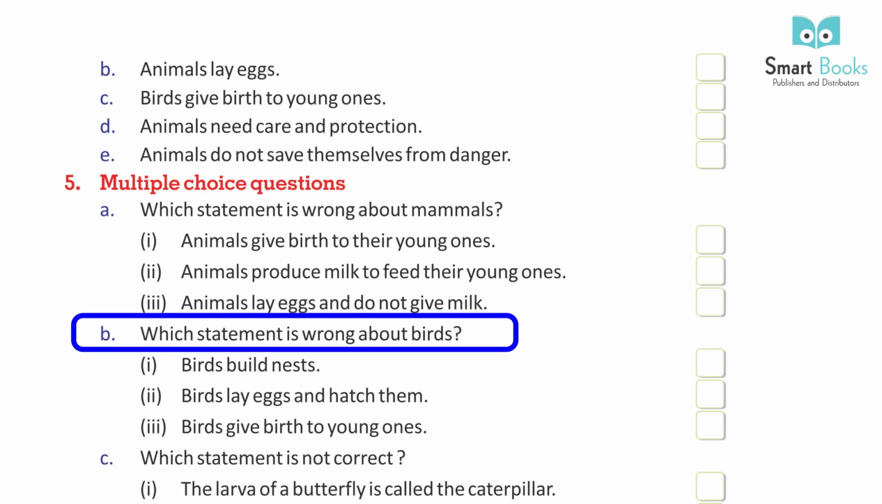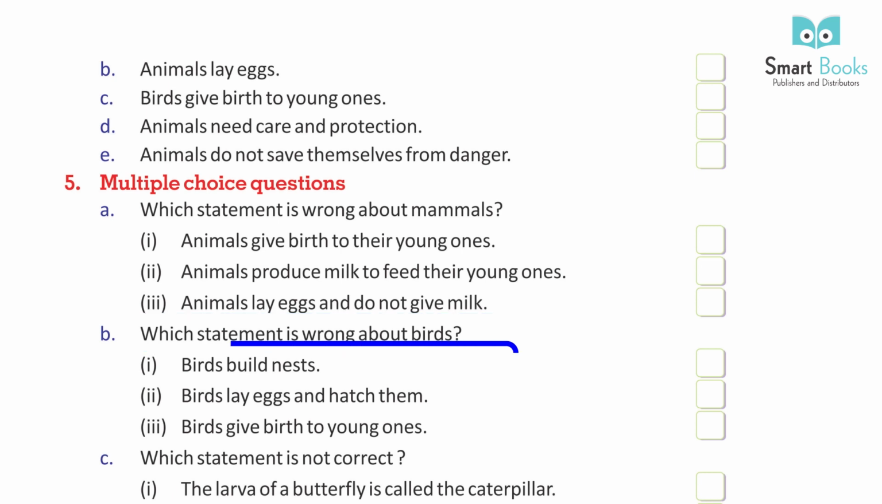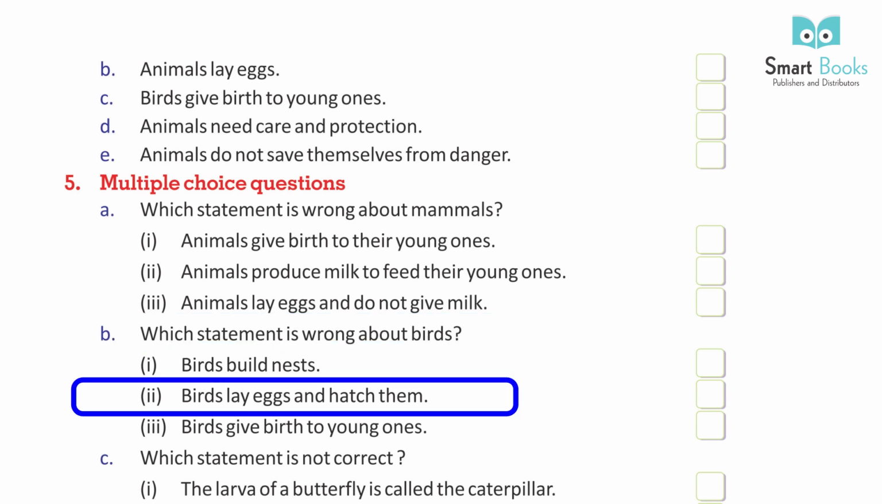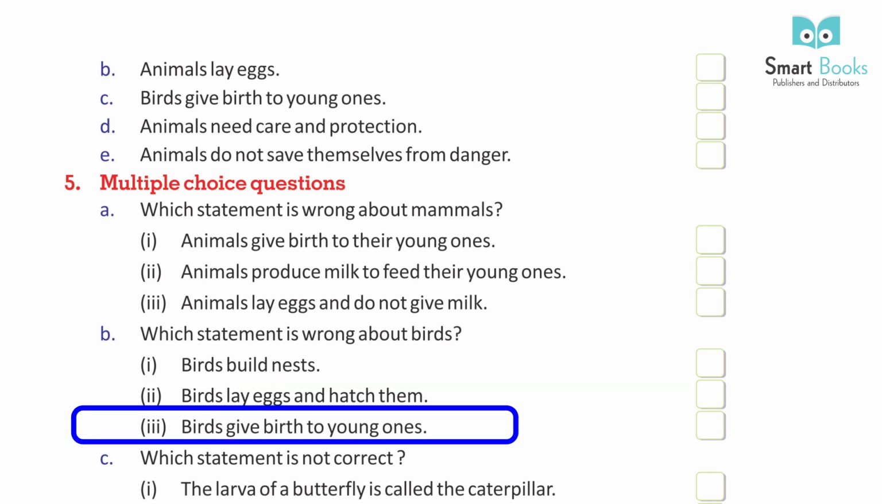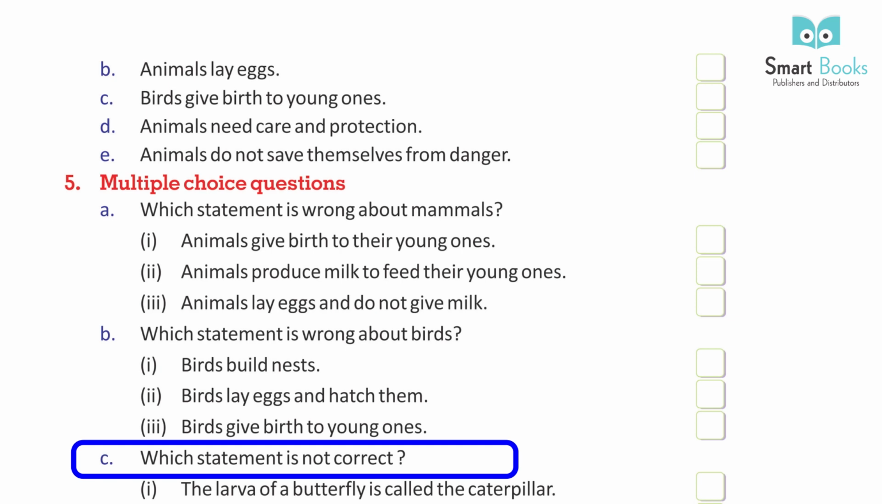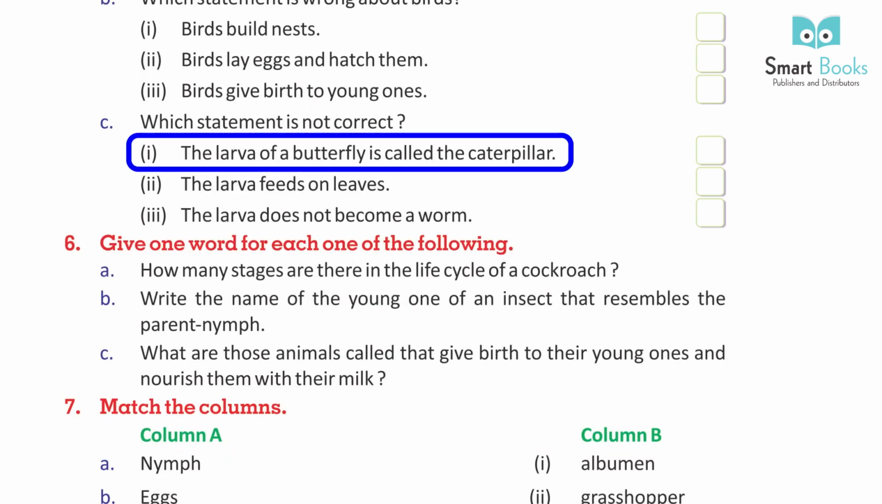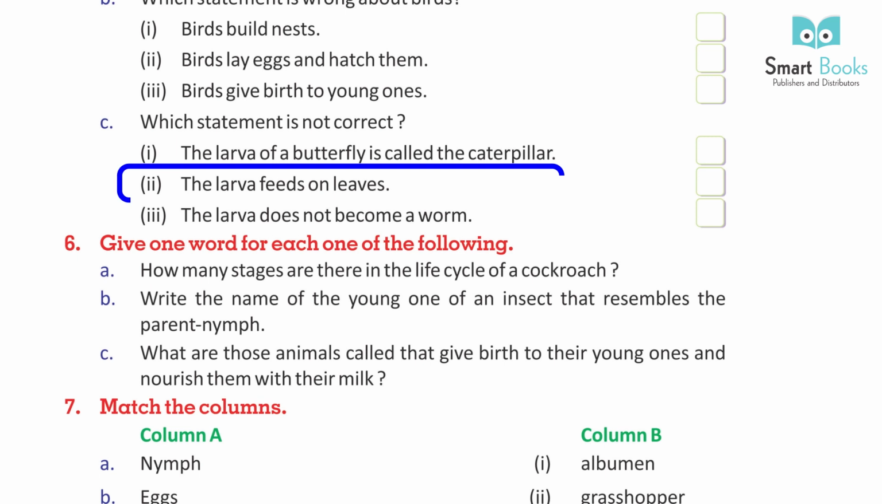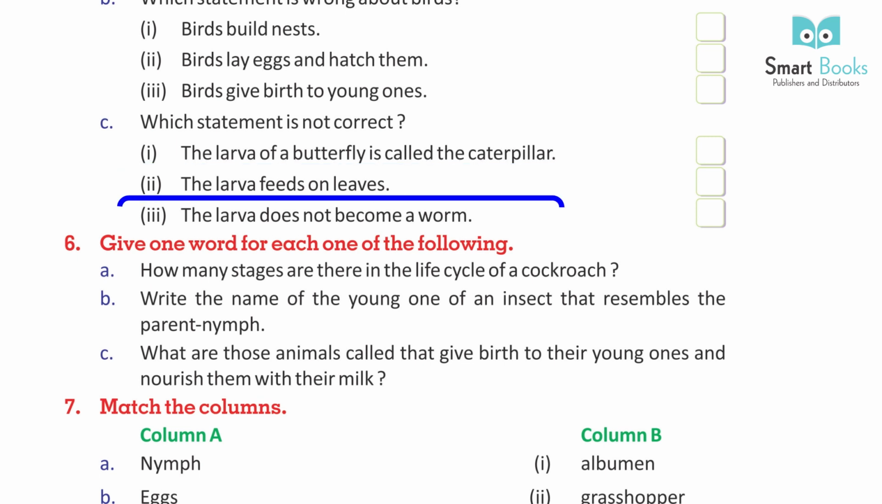B. Which statement is wrong about birds? 1. Birds build nests. 2. Birds lay eggs and hatch them. 3. Birds give birth to young ones. C. Which statement is not correct? 1. The larva of a butterfly is called the caterpillar. 2. The larva feeds on leaves. 3. The larva needs not become a worm.